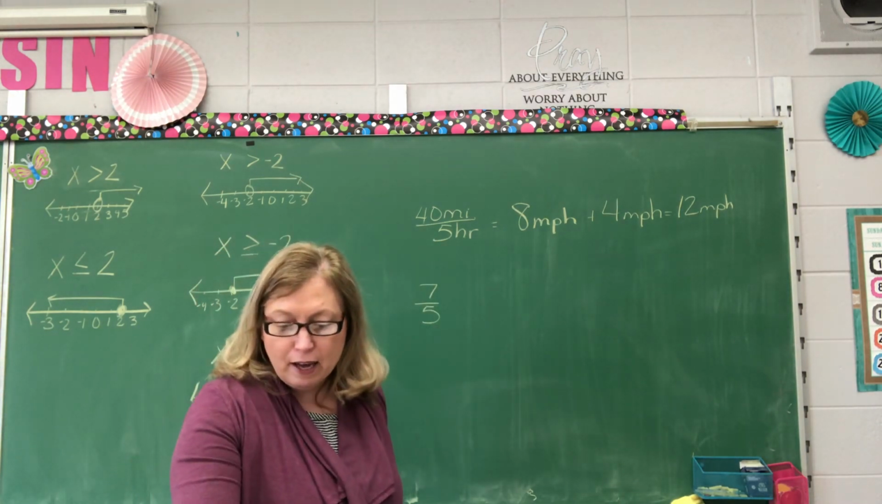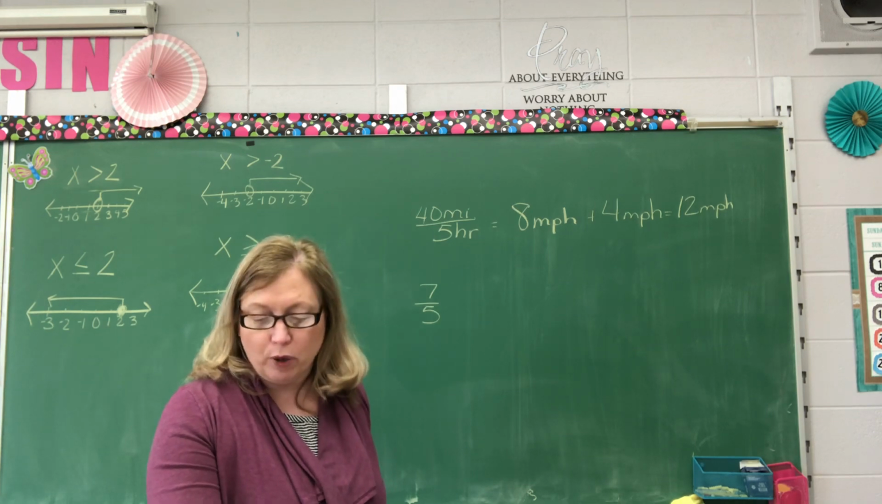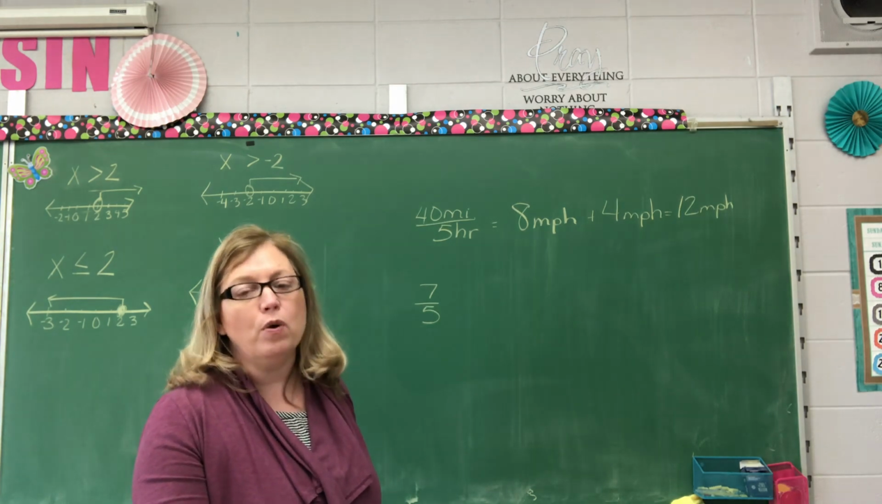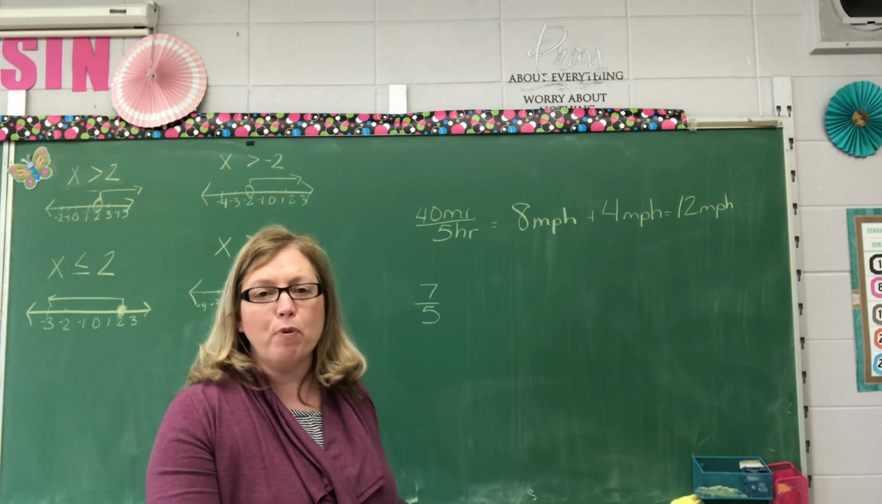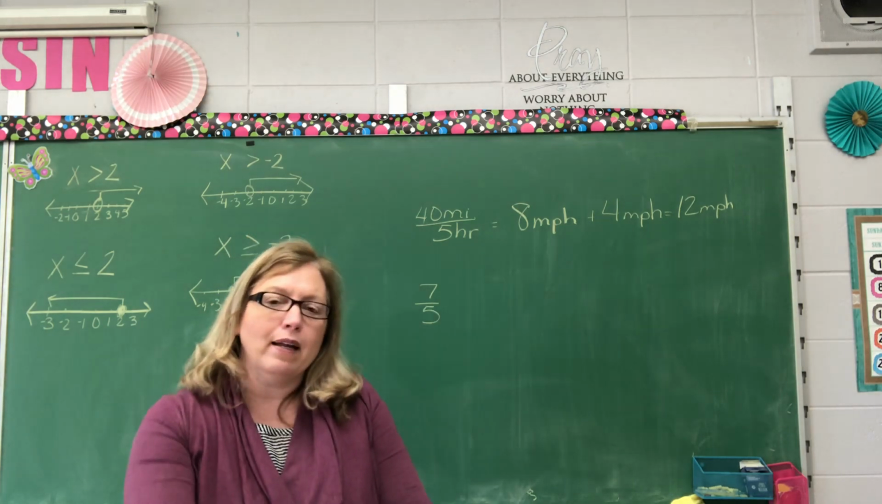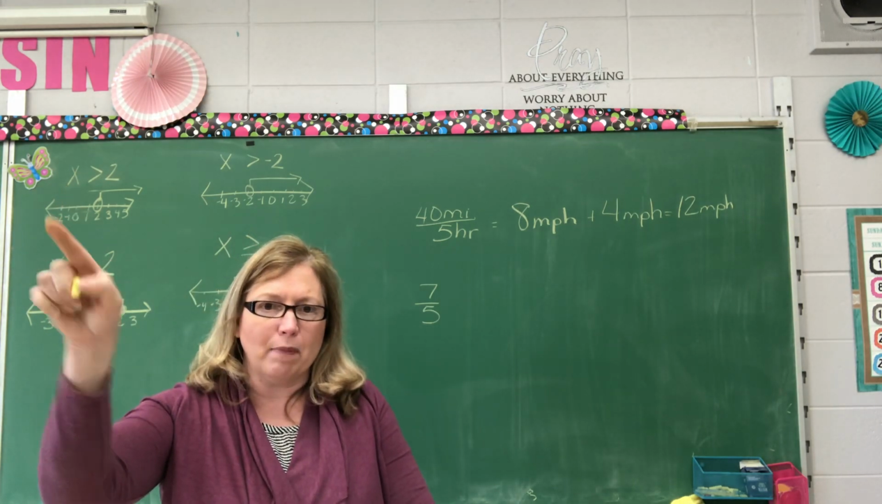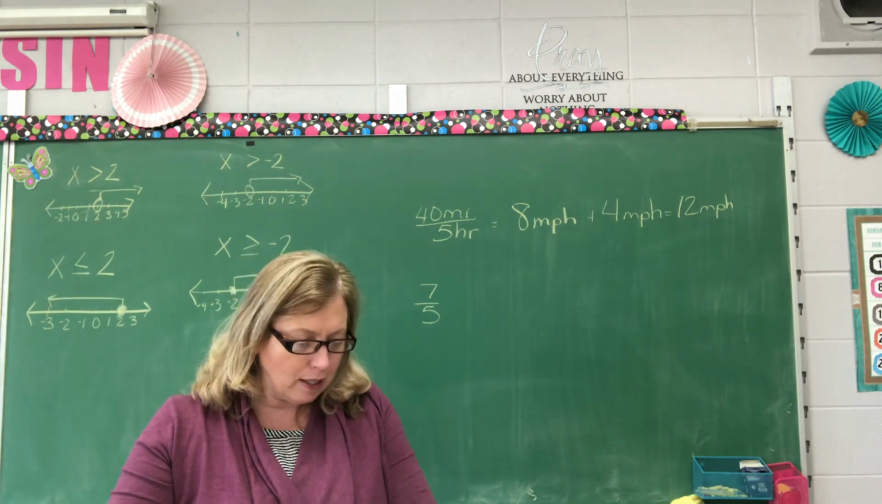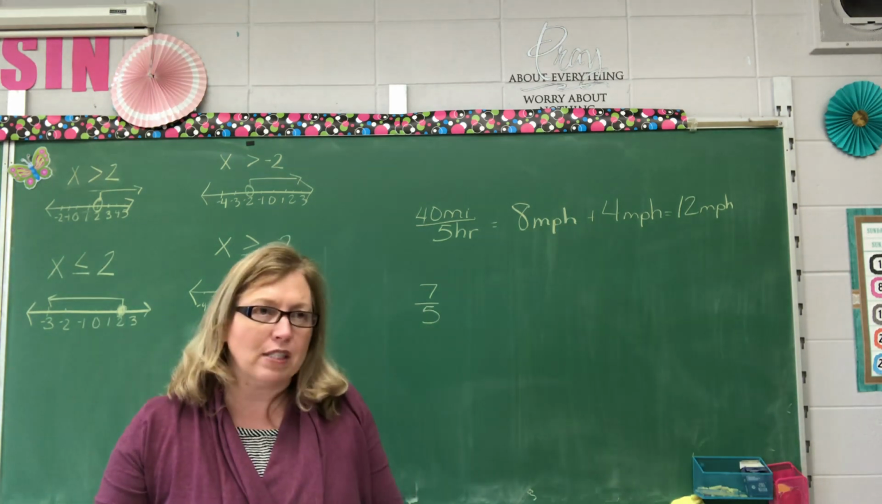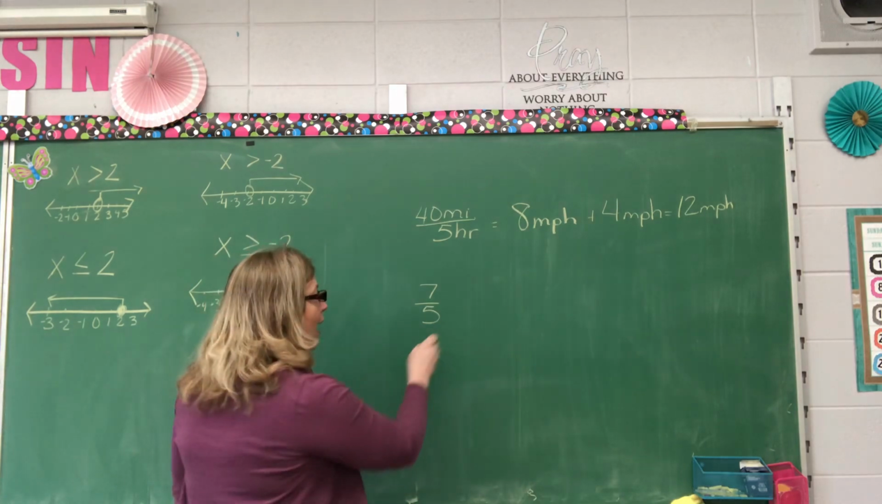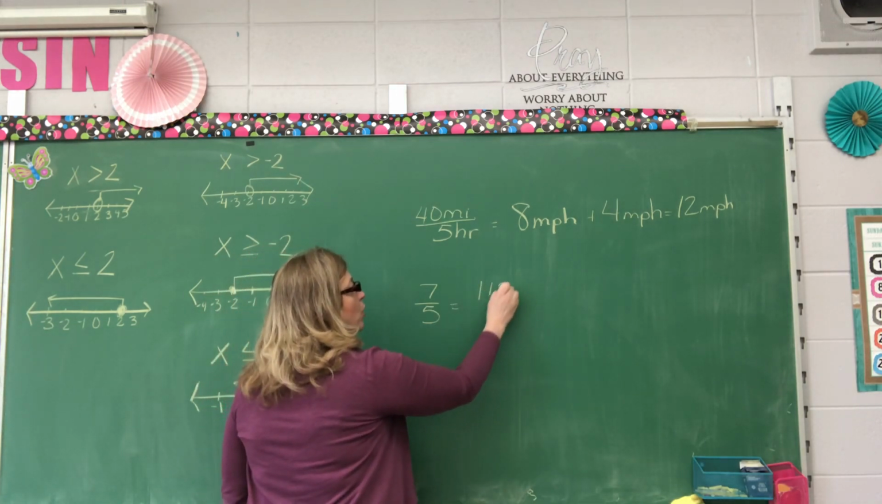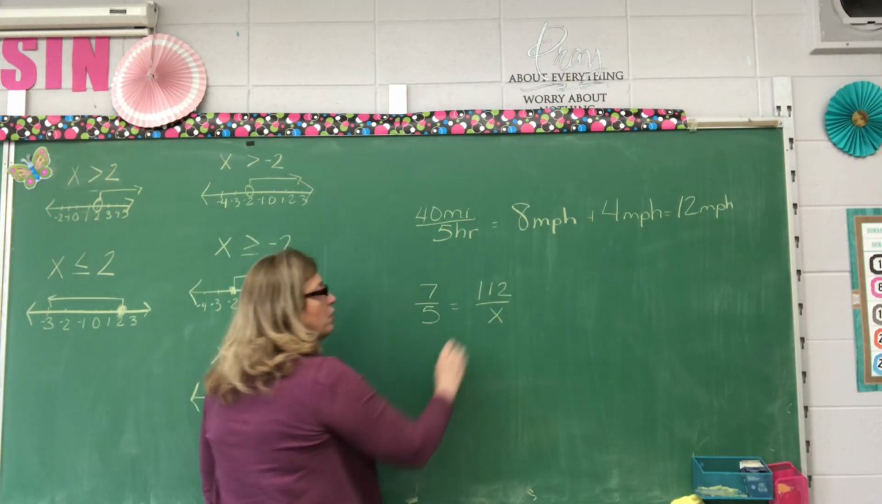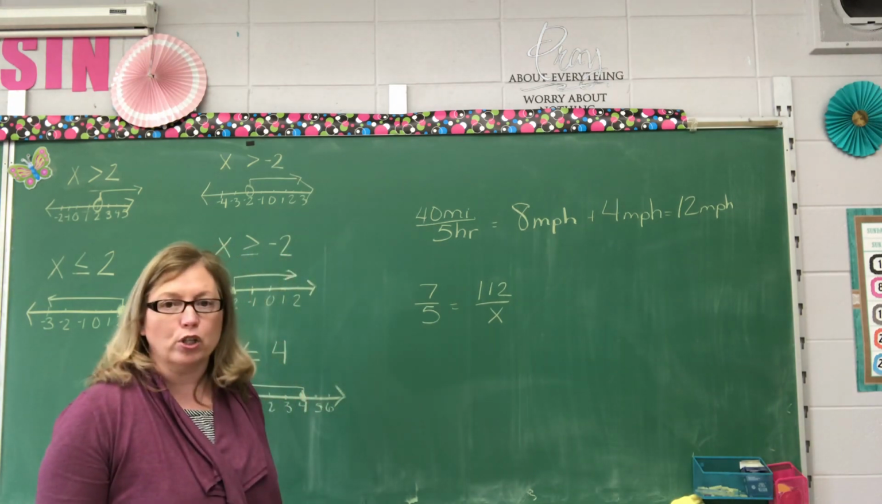If 112 were players, now in a ratio, we're making it a proportion. It's very important that we always make the 2 top numbers represent the same thing and the 2 bottom numbers represent the same thing. So if we have 7 players to 5 onlookers, we have to make sure we put the 112 players on the top. We don't know how many onlookers we have.